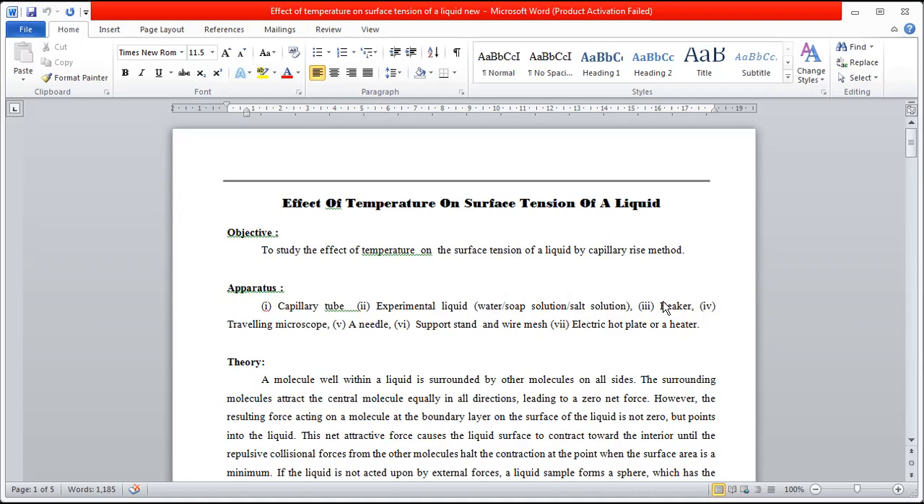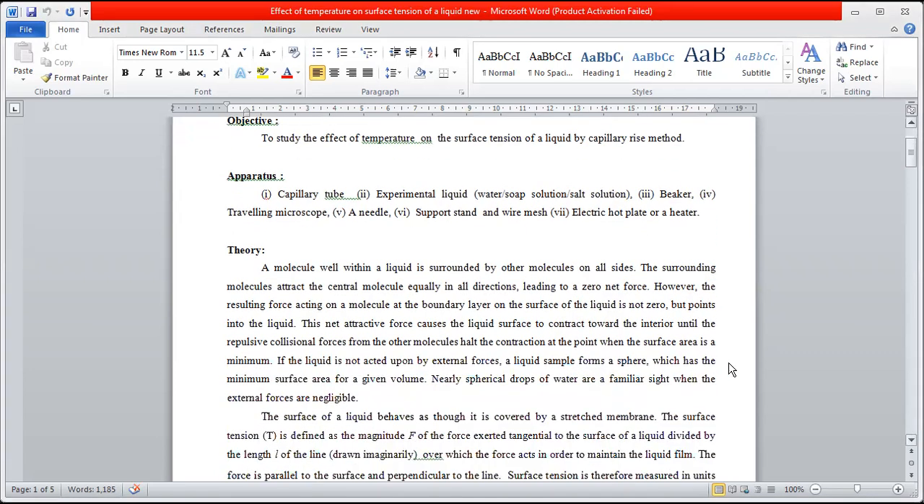And you need a beaker to pour the experimental liquid like water. And you will need a traveling microscope, a needle, a support stand and wire mesh, and an electric hot plate or heater. So these are the things required to do this experiment.